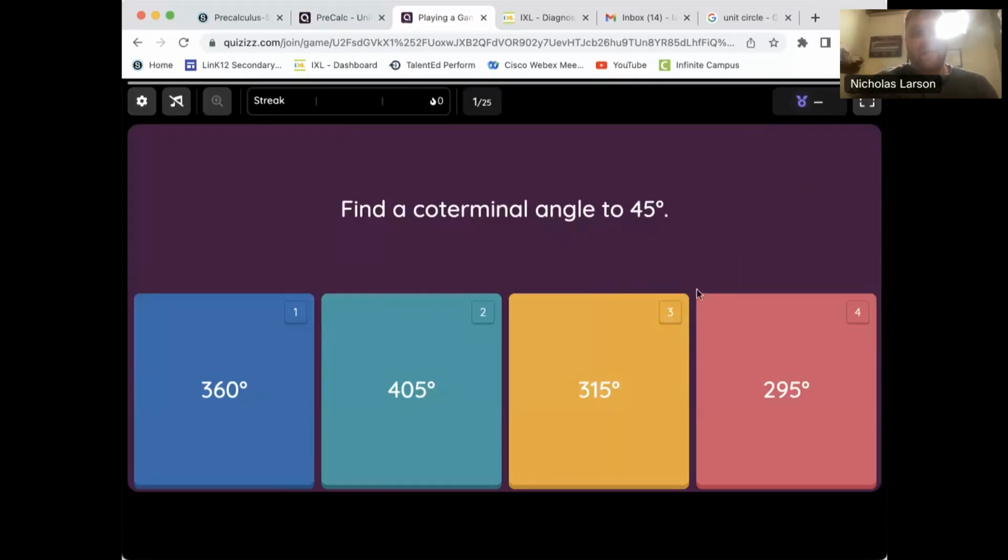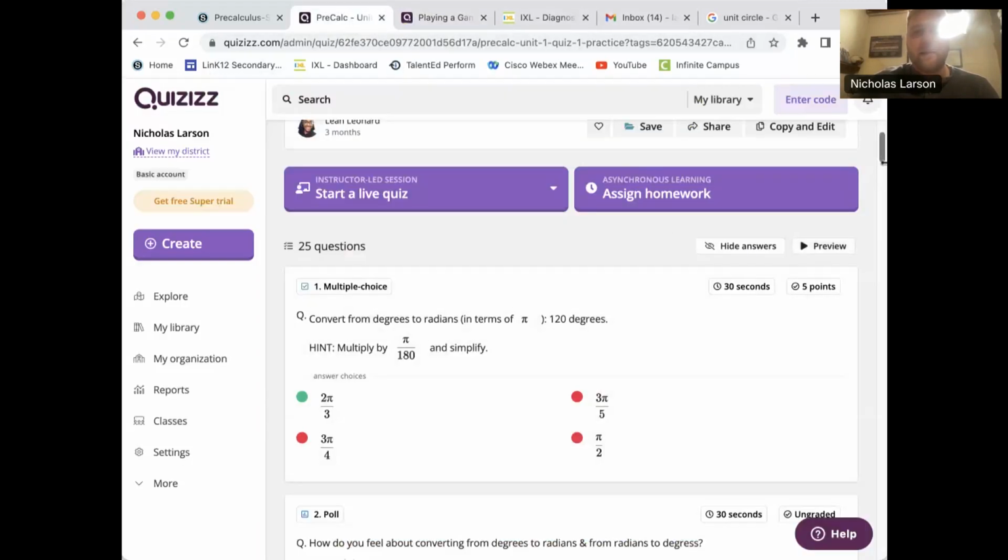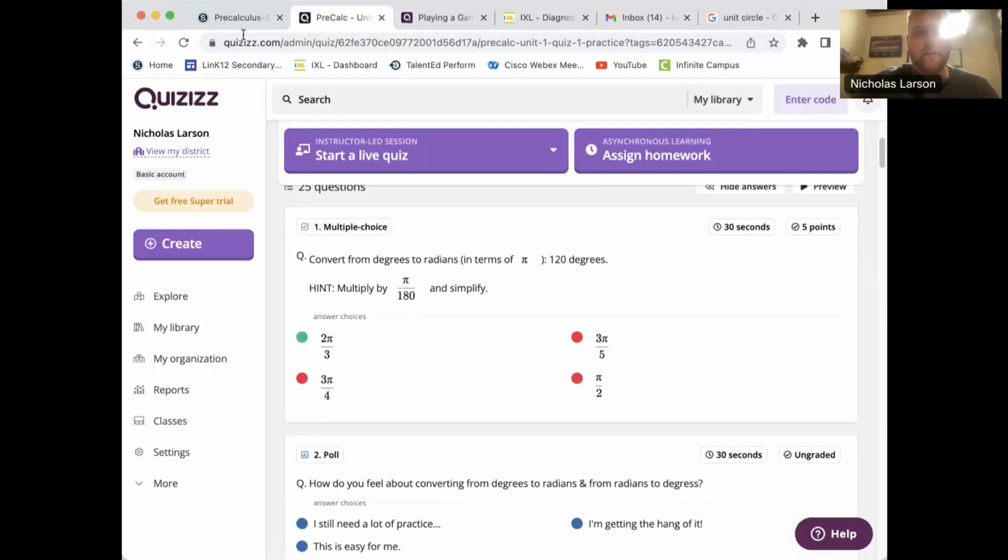To work on this one, I would add 360. I would add 360 to this one. This isn't quite what I want. Here, let's just look at this. Make it a little bit bigger.